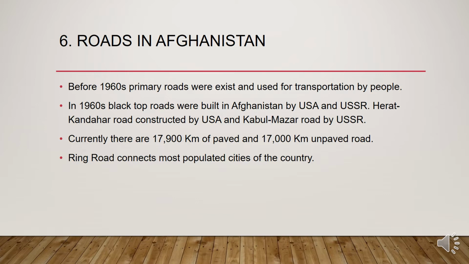Currently, there are 17,900 kilometers of paved roads in the country and 17,000 kilometers of unpaved roads. The Ring Road, which is the longest road of the country, connects the most populated cities of the country.